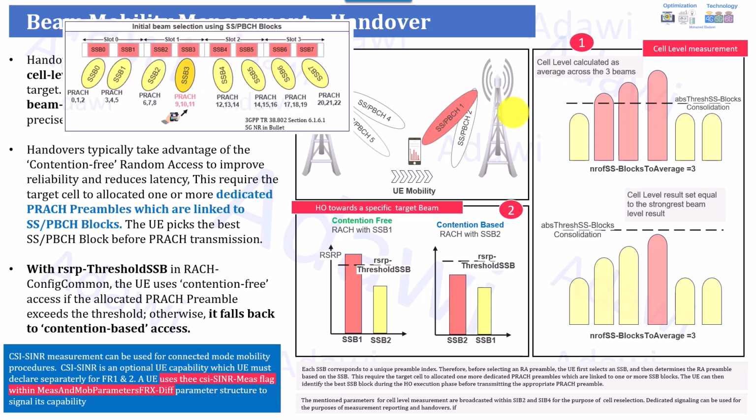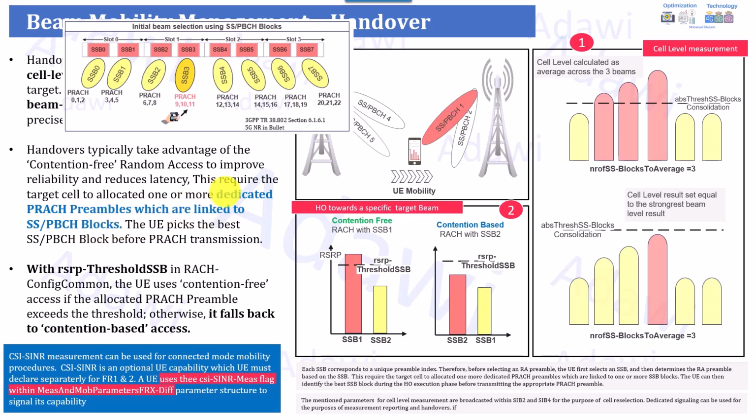Just to quickly recap, as mentioned, this command in handover typically tries to take advantage of contention free random access to improve reliability and reduce latency, because contention based might involve a lot of collisions. The user will send a random preamble, so this might cause a collision with different users and so on. So what will happen in this case is that the target cell is required to allocate one or more dedicated preambles which are linked to this command.